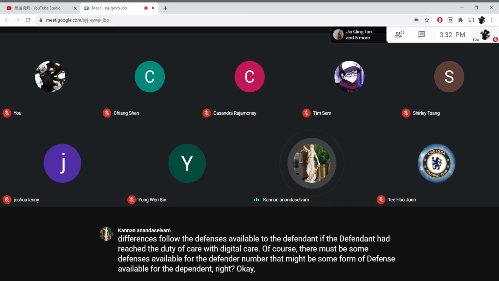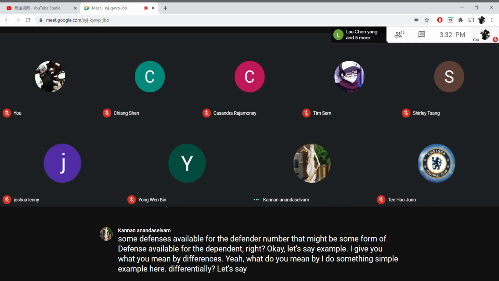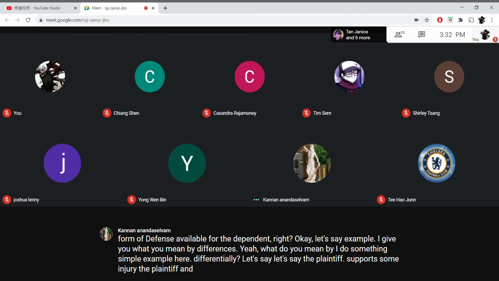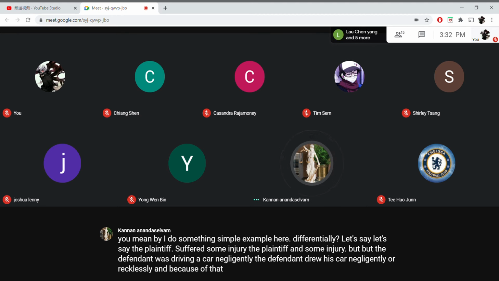Okay, let's say example I give you. What do you mean by defenses here? I give you some simple example here. Let's say the plaintiff suffered some injury, but the defendant was driving his car negligently. The defendant drove his car negligently or recklessly, and because of that, he went and hit the plaintiff's car.